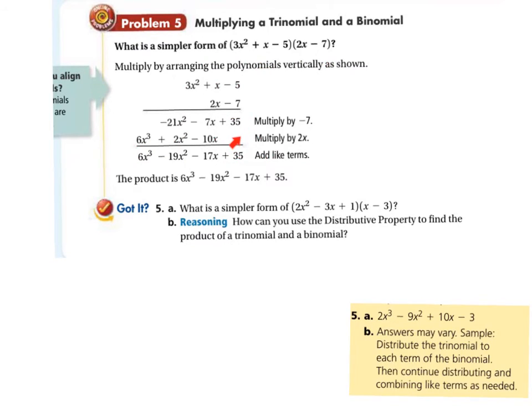We do like 3 by 2 multiplication. 2x times negative 5 is negative 10x. 2x times x is 2x squared. 2x times 3x squared is 6x cubed. Then add straight down. And that's what we get. And you can't combine any like terms along here. And that's the product. Now, I'm going to do the next slide. It says, what is a simpler form of this, and how can you use distributive property to find the product? I'm actually going to do it using distributive property, so I'll show you that on the next slide.